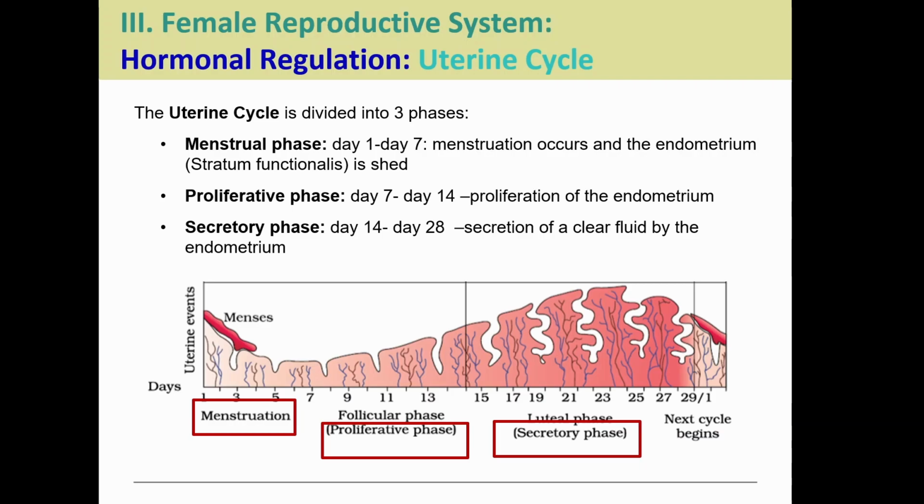From day 7 to 14, so week 2, we have the proliferative phase. This is where the endometrium will start to build back up again a little bit. And then the secretory phase, we see we've really ramped up that buildup from day 14 to 28, as well as a clear fluid being secreted by the endometrium. And then we go back to the menstrual phase again, over and over again.